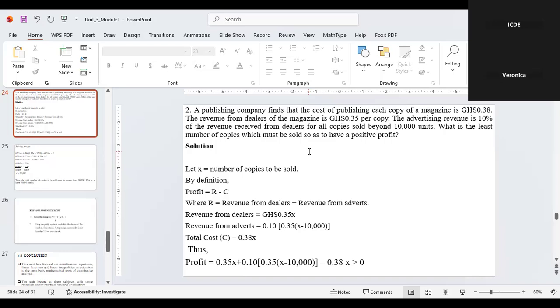So if you write the formula this way, 0.10 into bracket 0.35x minus 10,000, you get it wrong. Because it shouldn't be minus 10,000. You have to multiply the 0.35 by the 10,000 also. You see that there's a bracket there. So that's where you expand. That 0.35, which is outside the bracket, will multiply both numbers, the variable and the number. Exactly. Thank you.